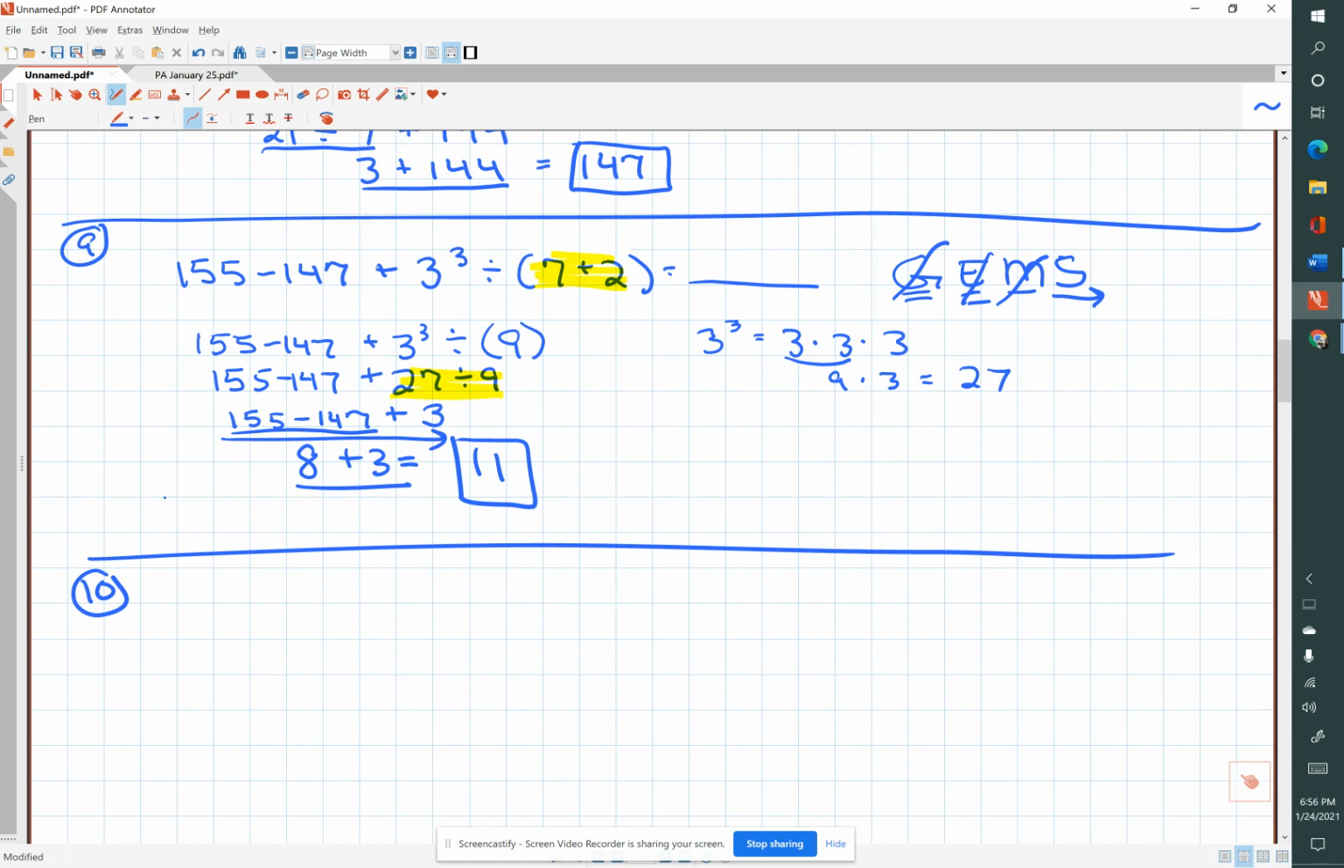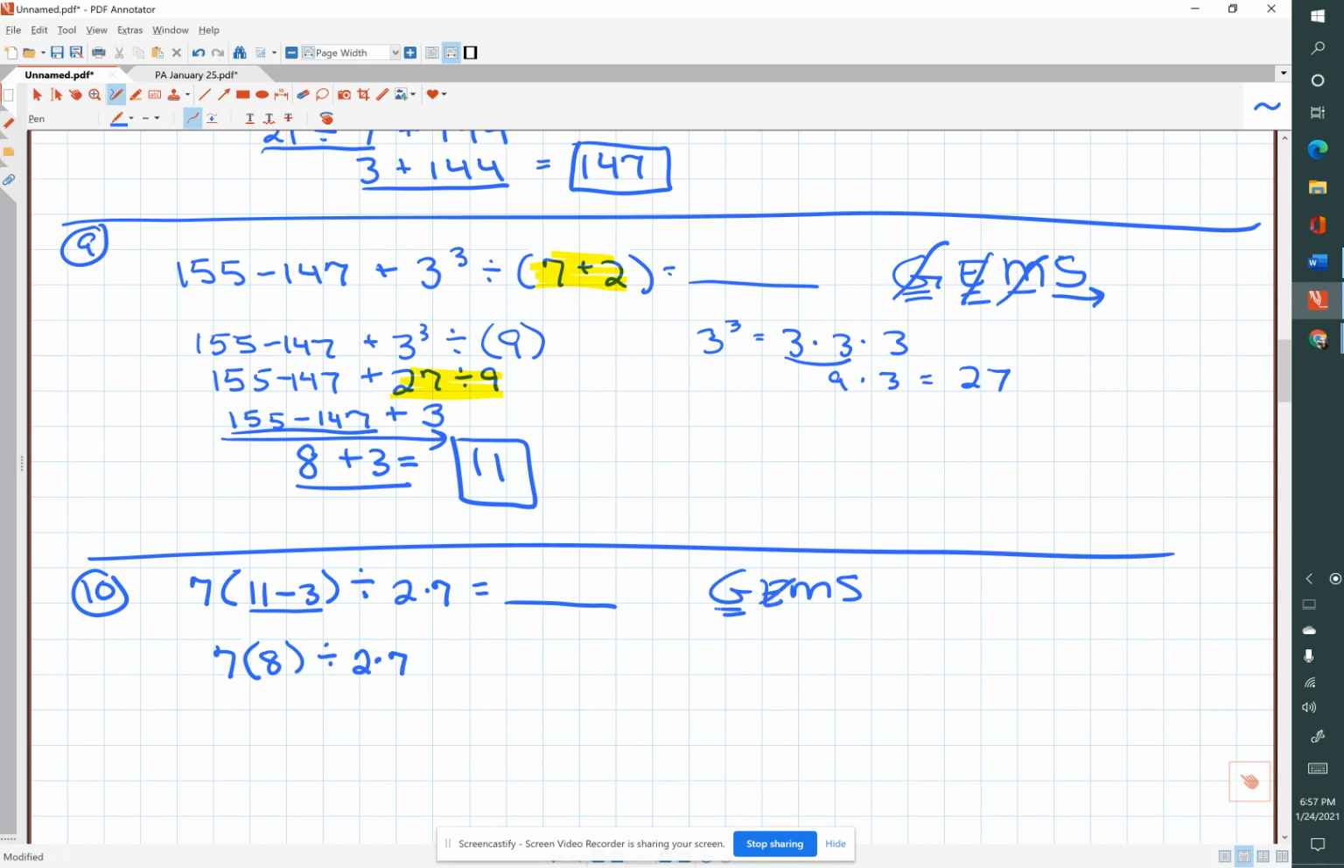Number 10. 7 times the quantity of 11 minus 3 divided by 2 times 7 equals. So we work with the grouping symbol first. So we'll work with 11 minus 3. 7 times 11 take away 3 is 8 divided by 2 times 7.